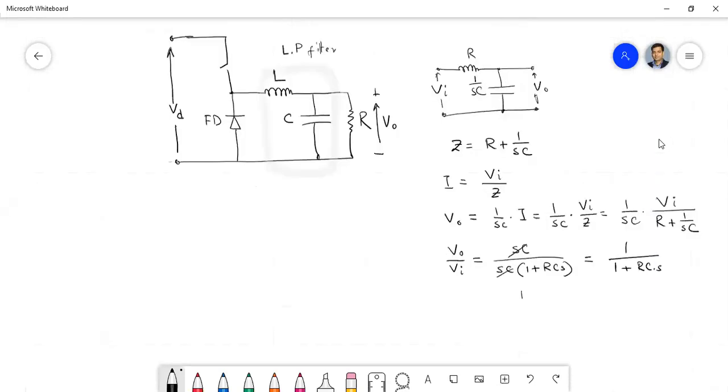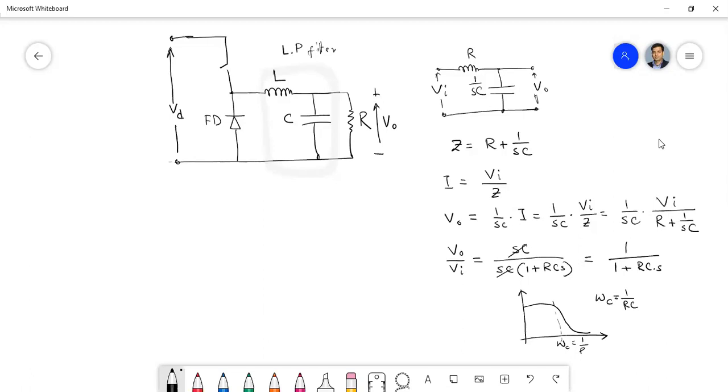And if we draw its frequency response, then we'll get this type of frequency response, where we can say the cutoff frequency is 1 by RC. So that is the cutoff frequency we get for this.